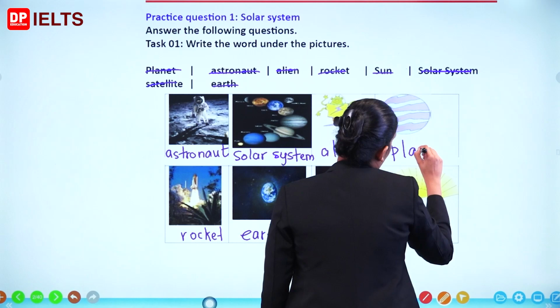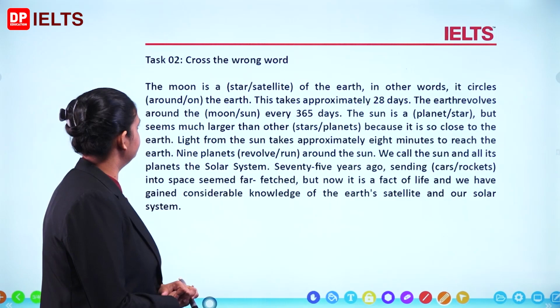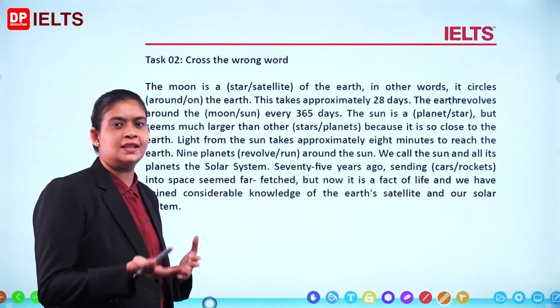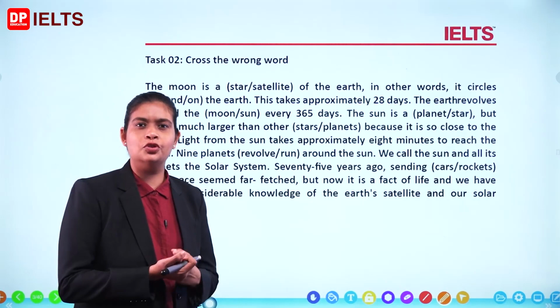Okay. Right. So cross the wrong word. The moon is a star satellite. So I think in science they say it's not a moon nor is it a planet, right?